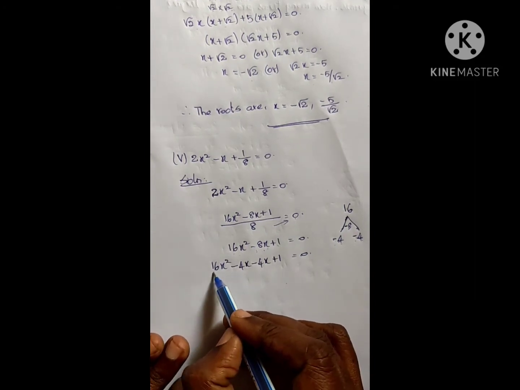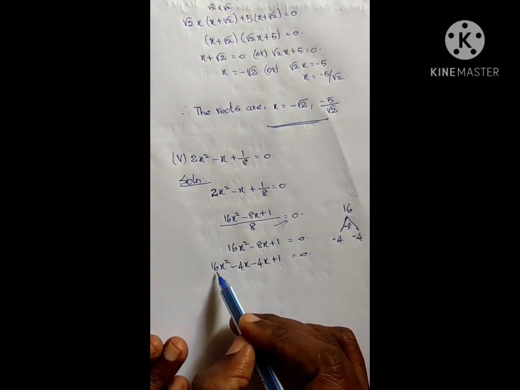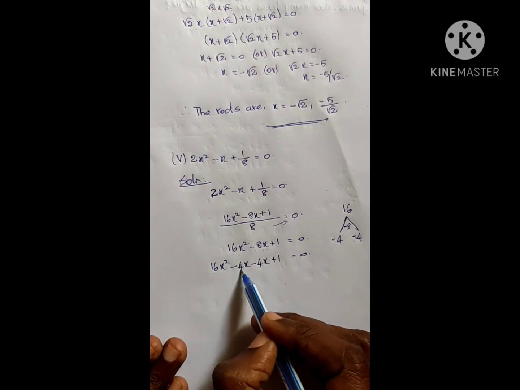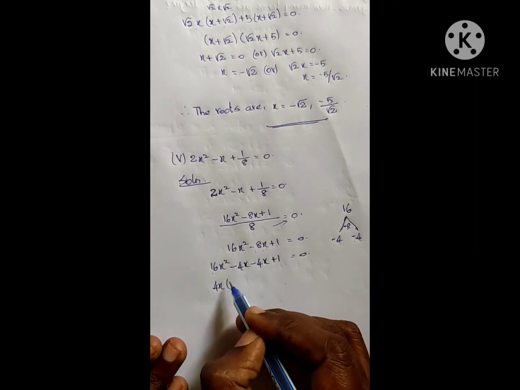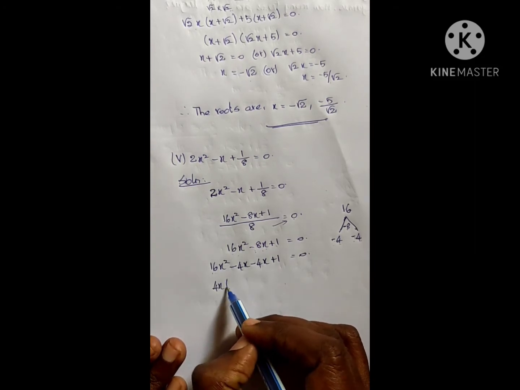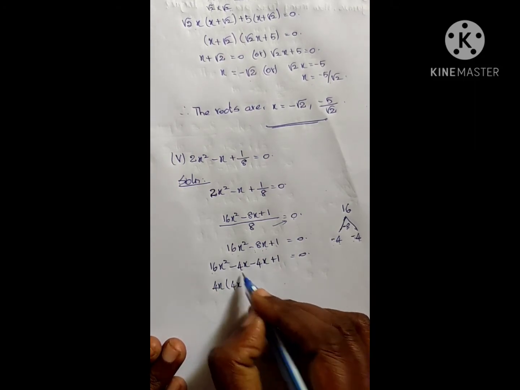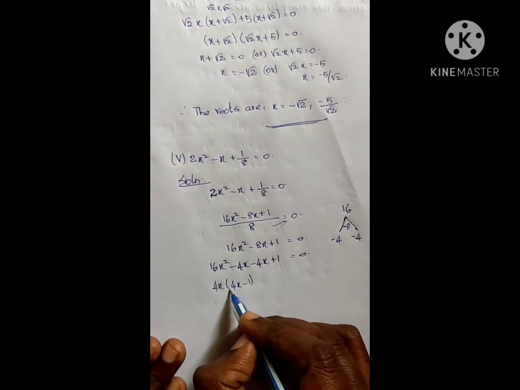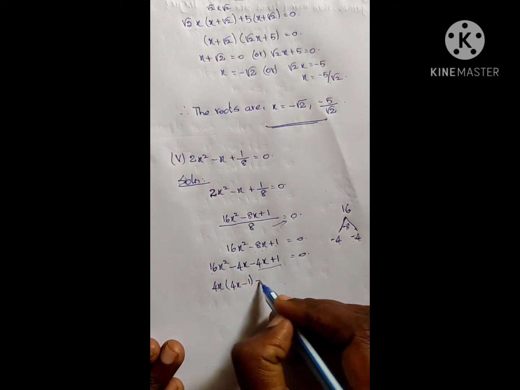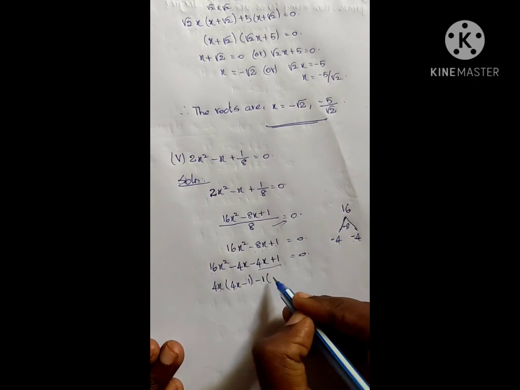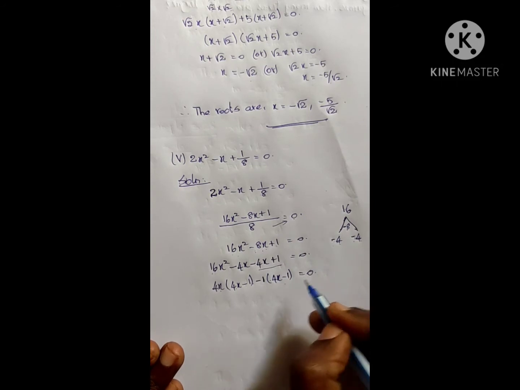See here 16x² - 4x. We write 16 as 4 into 4. So from the first two terms we will take 4x commonly outside. Now it becomes 4x into, here we have 4 fours are 16, so another 4x and this becomes -1. 4x into (4x - 1). Then from the next two terms we will take -1 commonly outside. Then it becomes -1 into again (4x - 1) = 0.